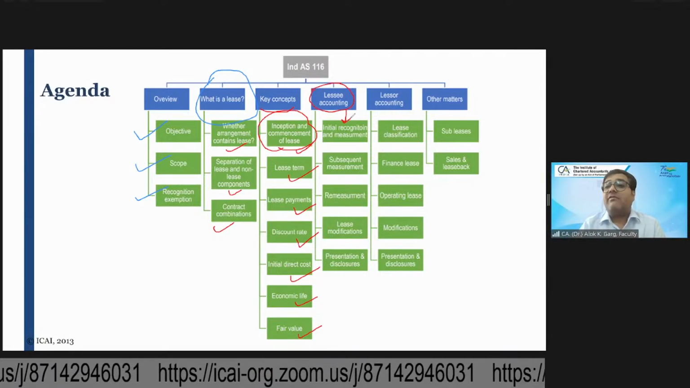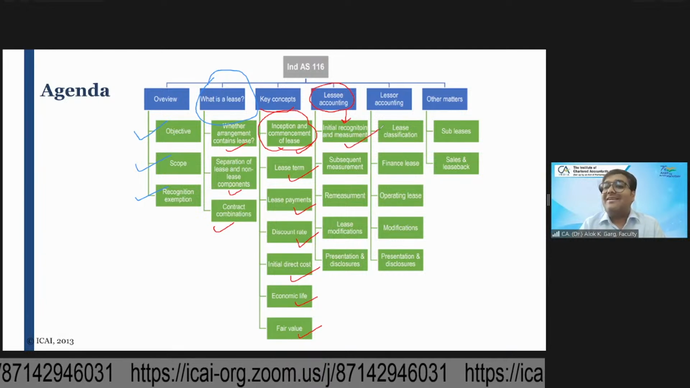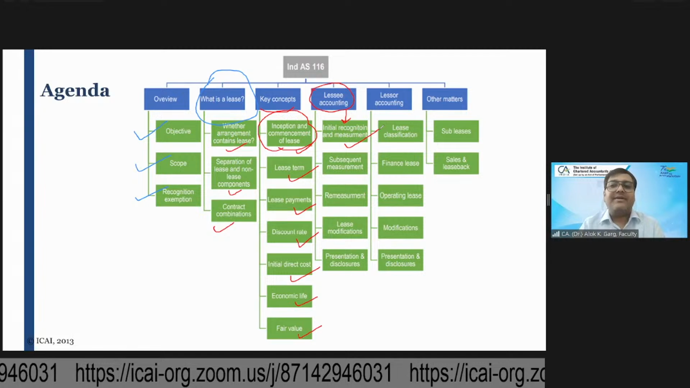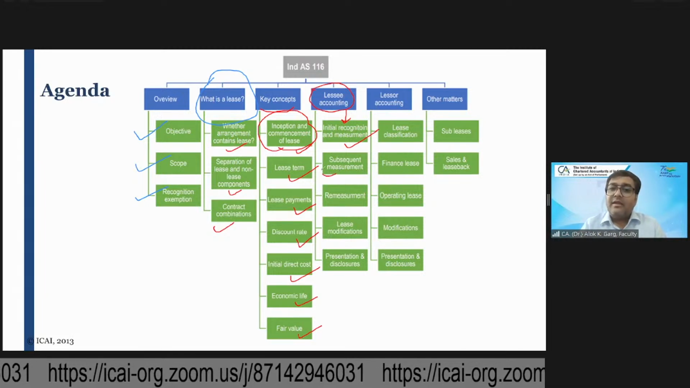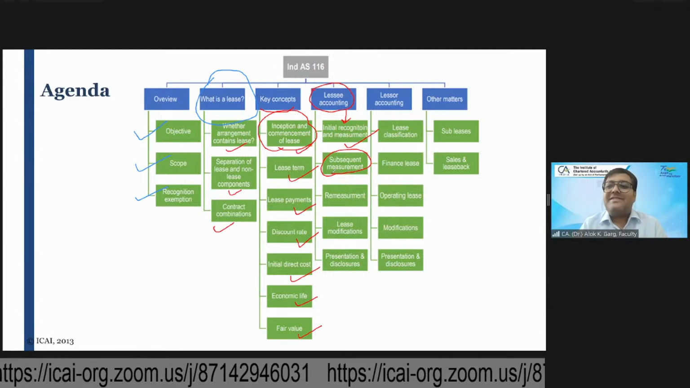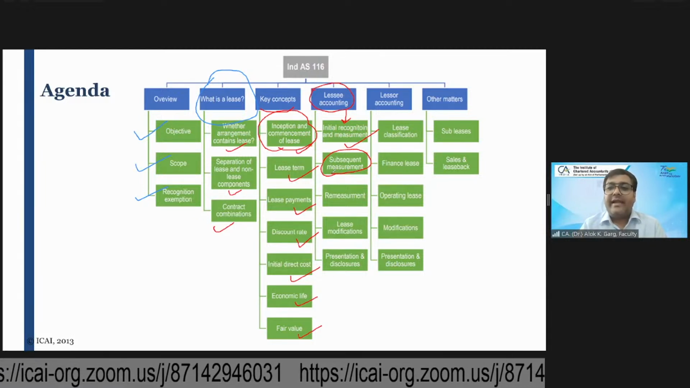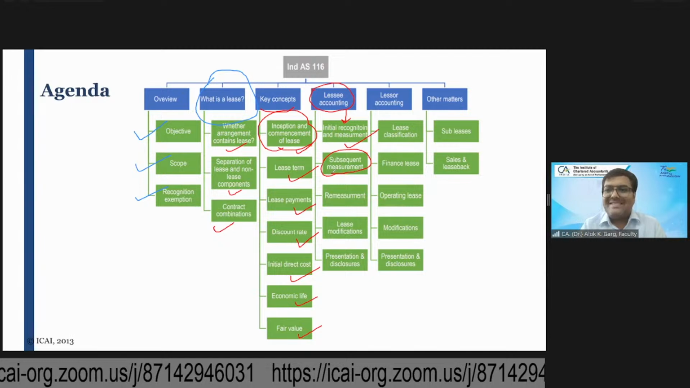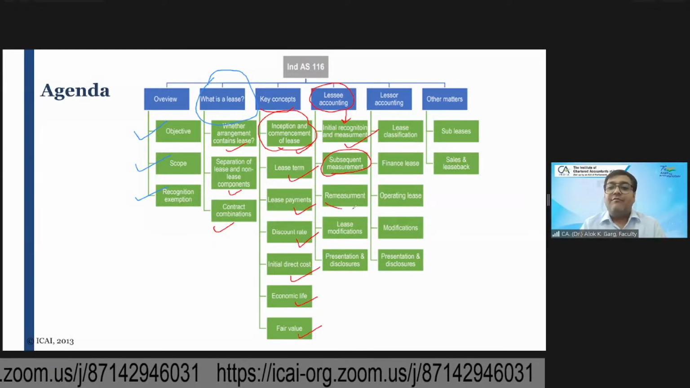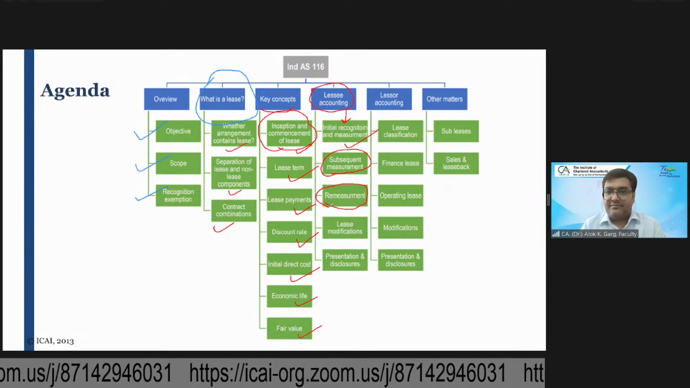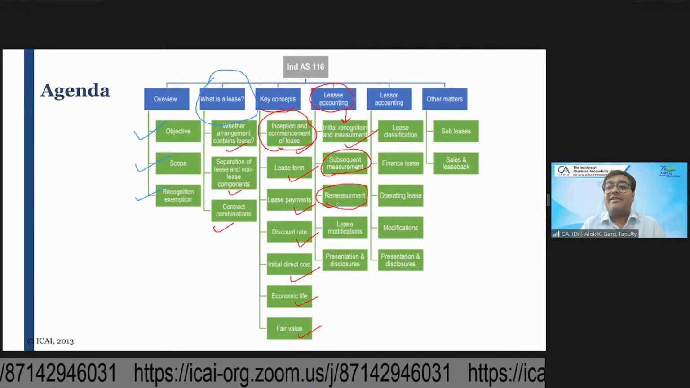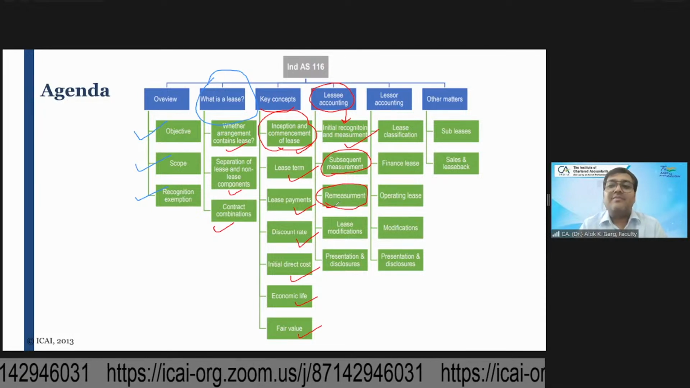In the lessee accounting, we will discuss initial recognition and measurement of right of use asset and lease liability. Then we will discuss subsequent measurement on the reporting date, depreciation of right of use asset and interest cost on lease liability and repayment of lease liability. We will also discuss the remeasurement, which is needed whenever there is a change in the lease terms and conditions.